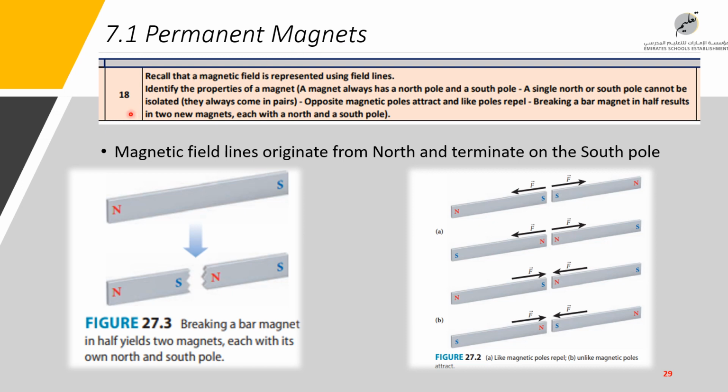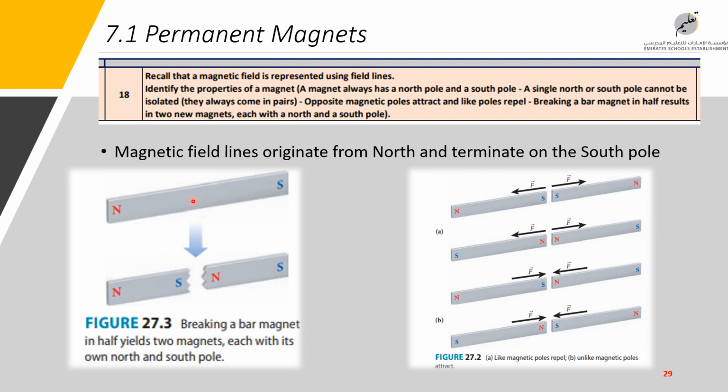So here we are with bullet 18. Recall that the magnetic field is represented using field lines. Identify the properties of a magnet. A magnet always has a north pole and a south pole. So as you see here, even if we break a magnet, the south and the north pole will regenerate again. We cannot separate the north from the south.